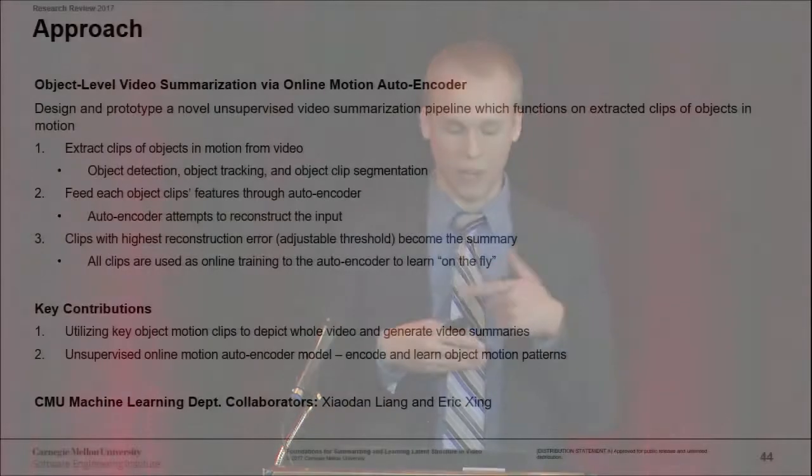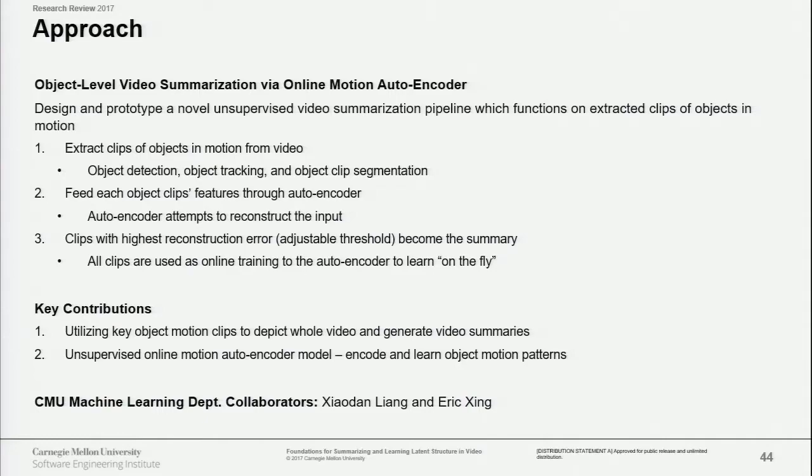Next, we extract features using the last layer of the object detection algorithm, and take these features and feed them through an algorithm known as an autoencoder. An autoencoder is basically a neural network that, given an input, has the goal of recreating that input as its output.